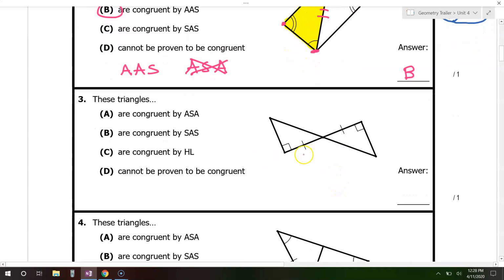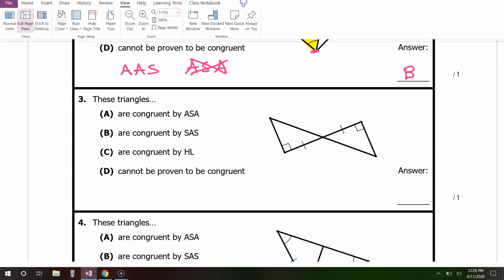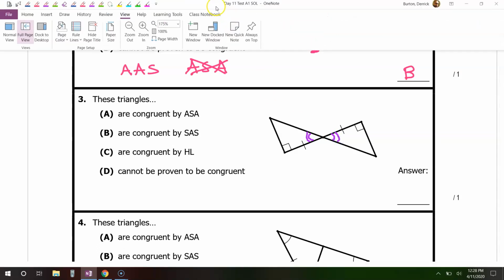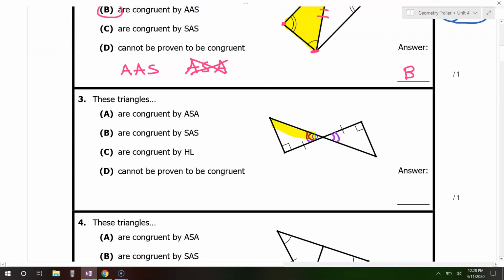Okay, for this triangle, there's something that we can mark that's not already marked, and that is vertical angles. Whenever you have an X formed like this, the angles that are across from each other are called vertical angles, and they are always congruent. So now, if you look at just one triangle at a time, like this yellow triangle over here, what do we have marked? Well, we have two angles and a side, sort of like last time.